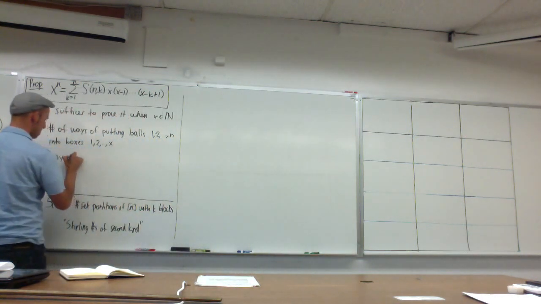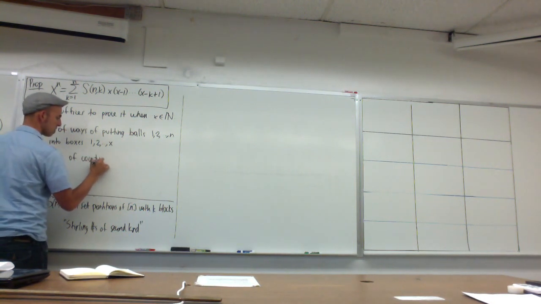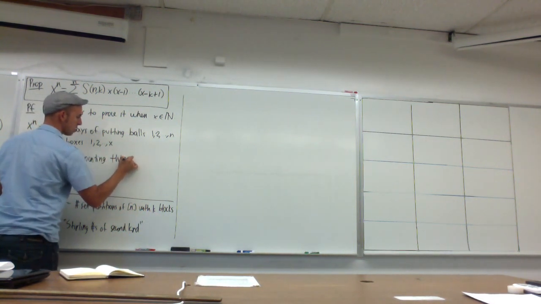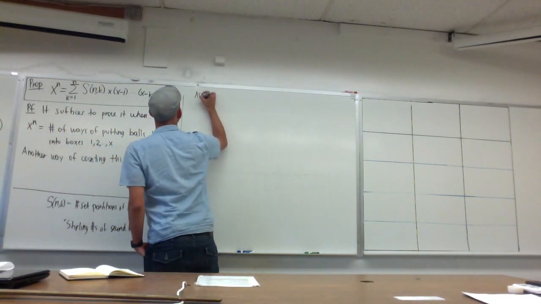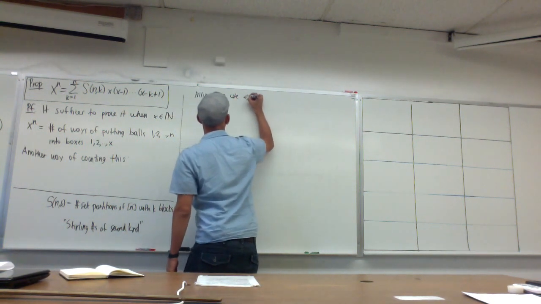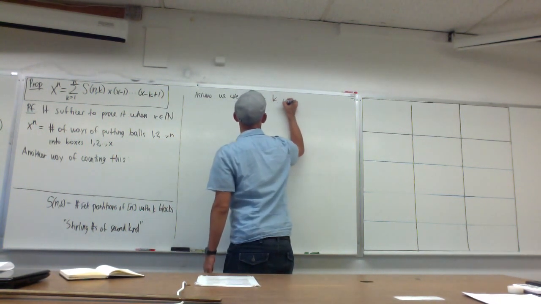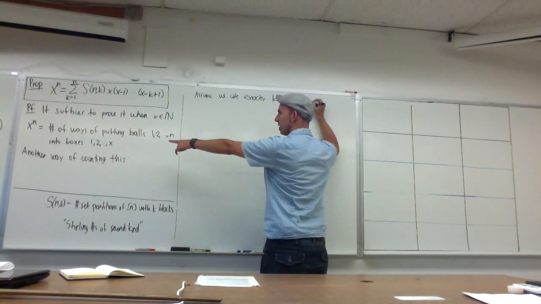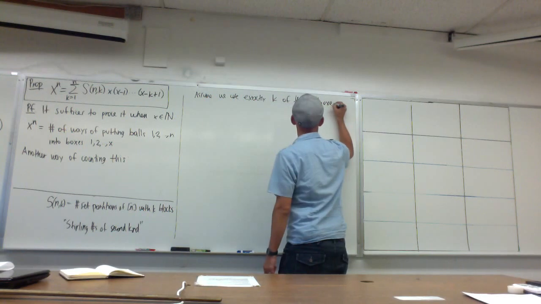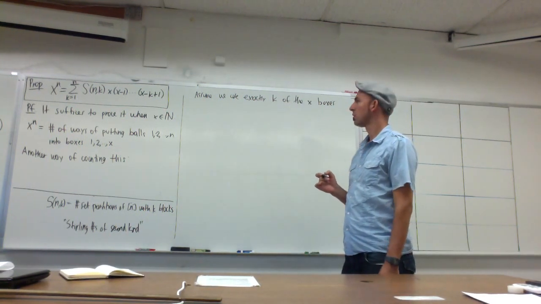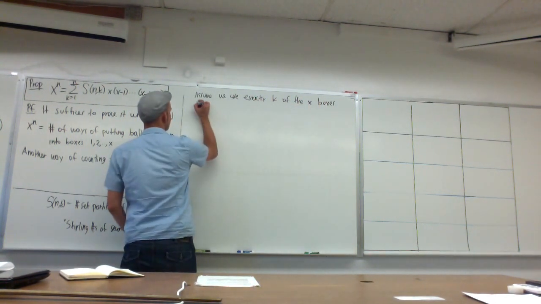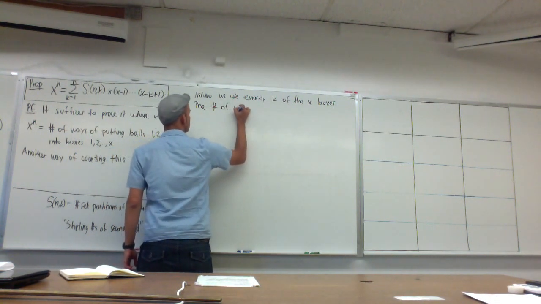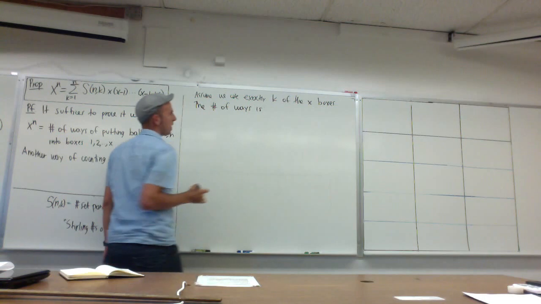So another way of counting this is going to be the following. Let's assume that we use exactly k of the boxes, k of the x boxes. And the number of ways to do this is the following.